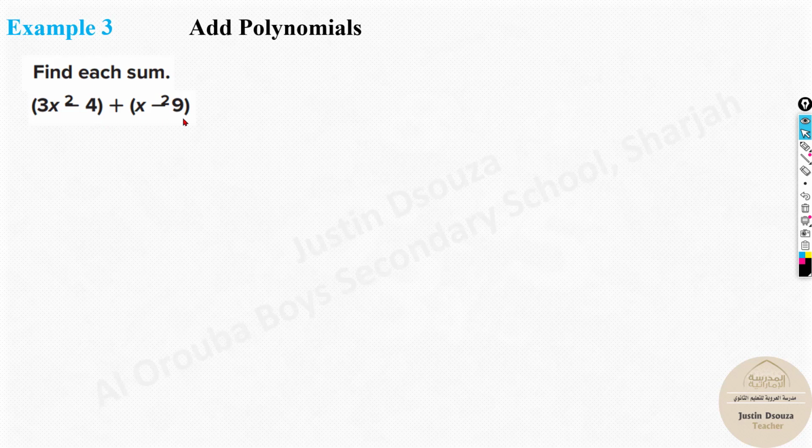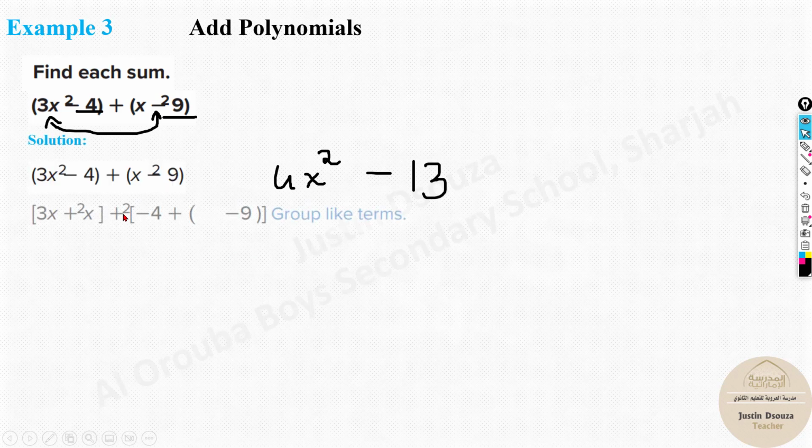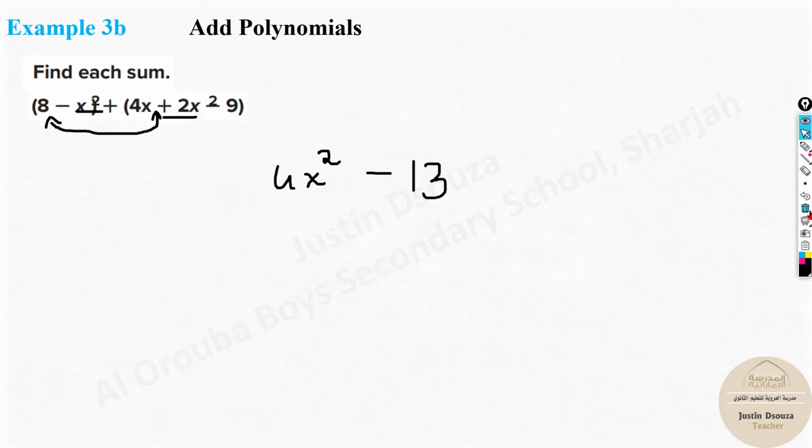Over here you need to add the polynomials. It's very simple. Just look at the degrees. It's 3x squared and x squared, add them up, 4x squared, and negative 4 minus 9 would be negative 13. That's the answer. So 4x squared minus 13. Same way, please do try pausing the video and solve it by yourself. I will quickly do it now.